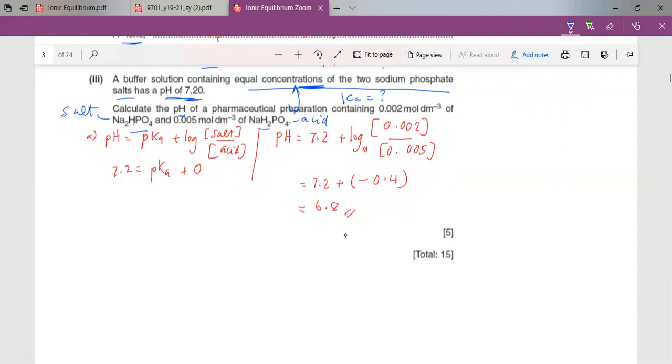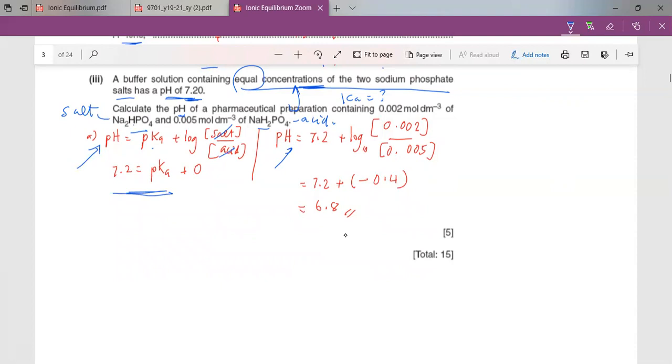So of course you use this formula here, two formulas. But of course you need to know the Ka. Ka is not given, so how do you solve the second one? You use the first one. So pH is equal to 7.2, pKa I don't know, but the salt and acid are the same, equal concentration, meaning they cancel off. Log base 10 of 1 is 0, so pKa is equal to 7.2.